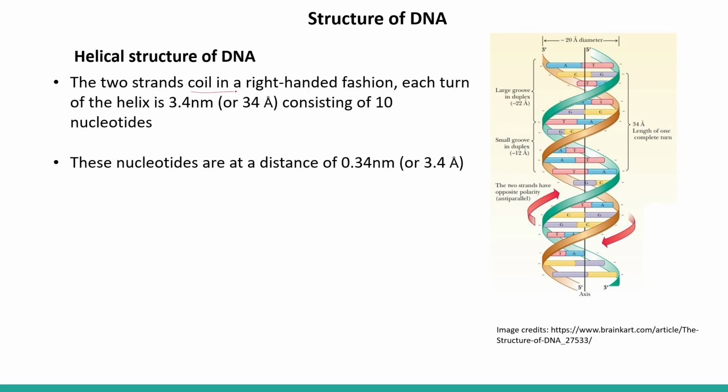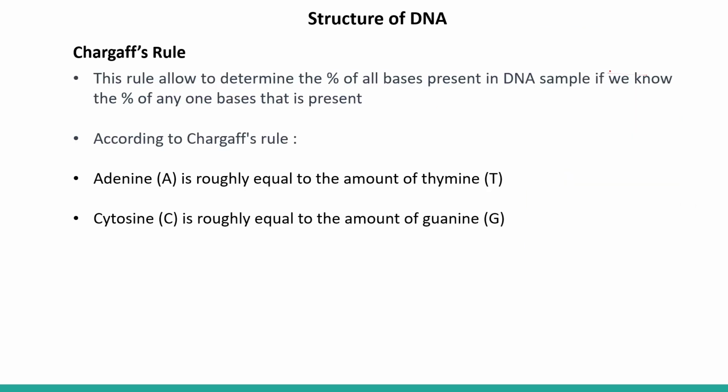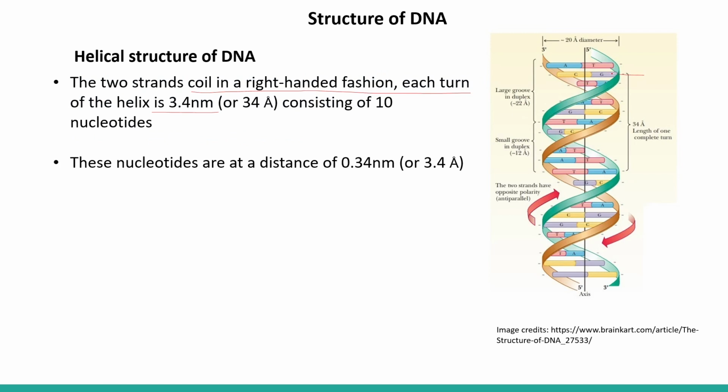The two strands coil in a right-handed fashion, and each turn of the helix is around 3.4 nm. So here we can see one turn of the coil. One turn of the DNA is around 34 angstrom or 3.4 nm, and it consists of 10 nucleotides. So if you count 1, 2, 3, 4, 5, 6, 7, 8, 9 and 10, 10 nucleotides are present in 34 angstrom, that is, in one turn of the helix, right?